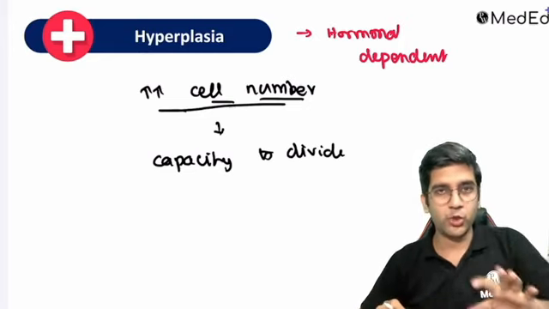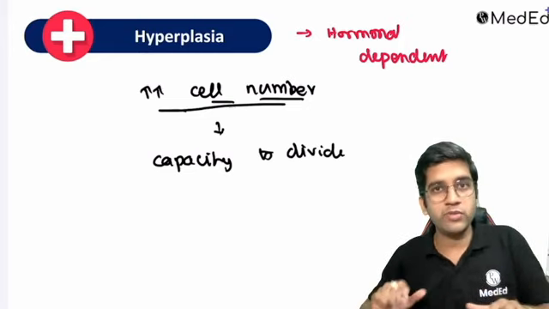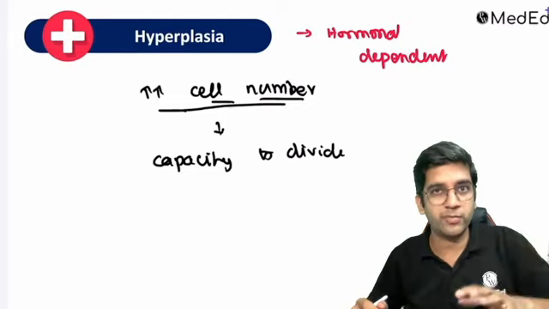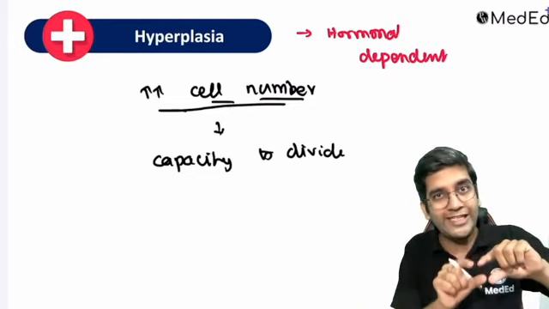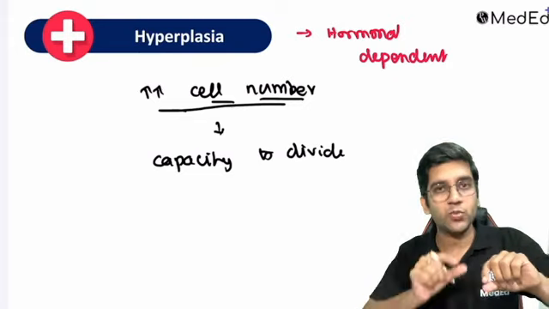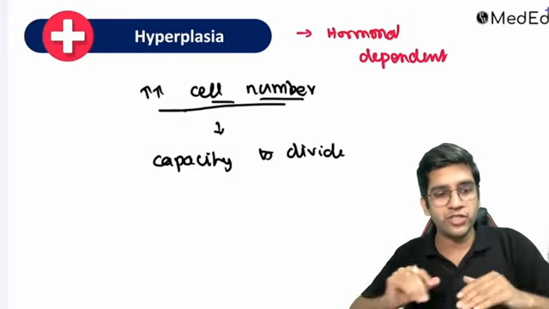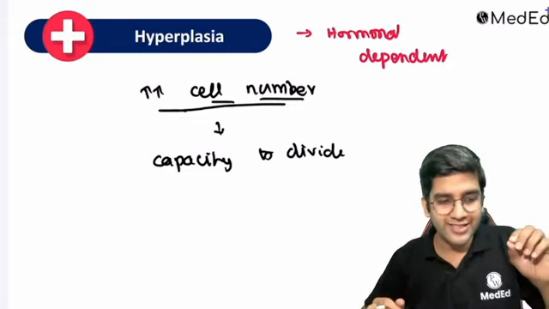Now let's take normal physiological hyperplasia. In your Robbins, they must have categorized physiological separately and pathological separately. I want you guys always to interlink physiology and pathology, because once you start interlinking them, it becomes much easier for us.